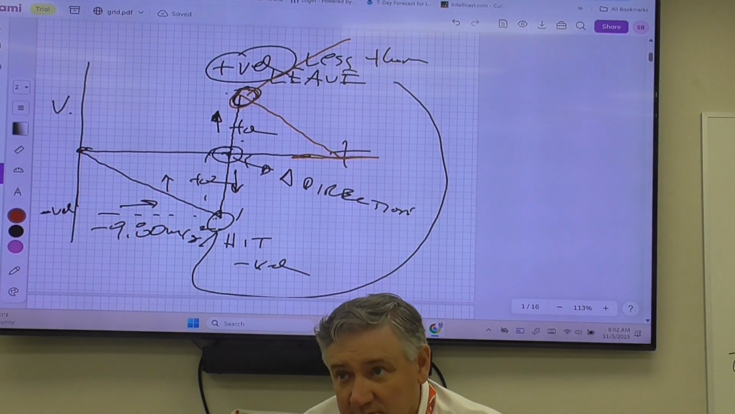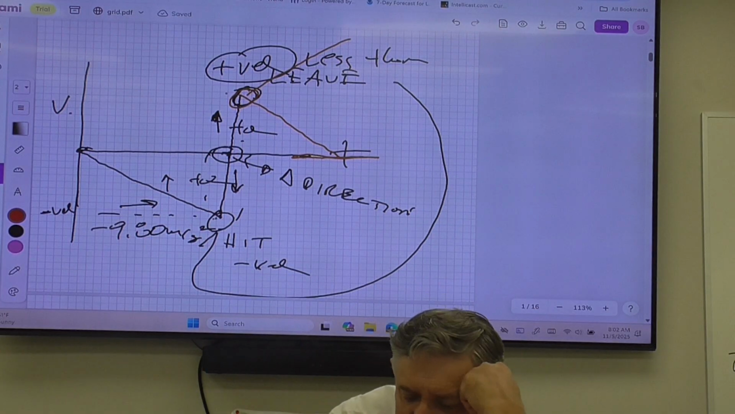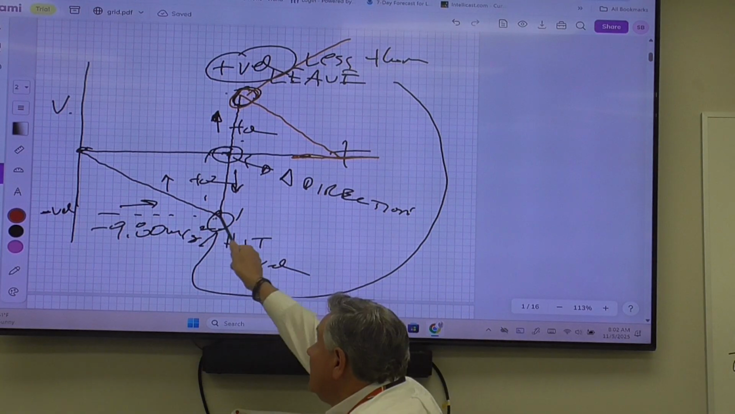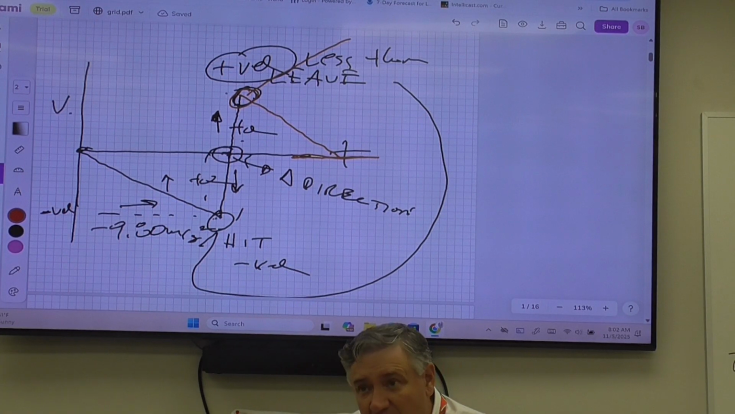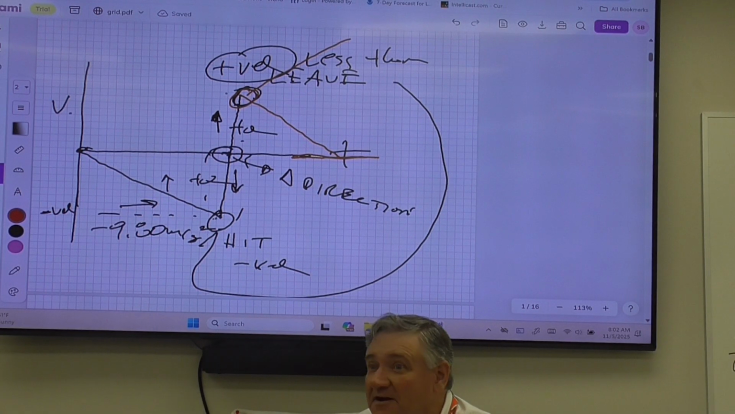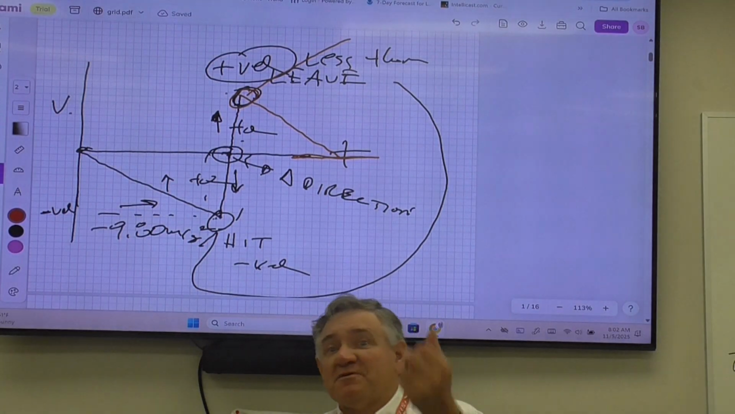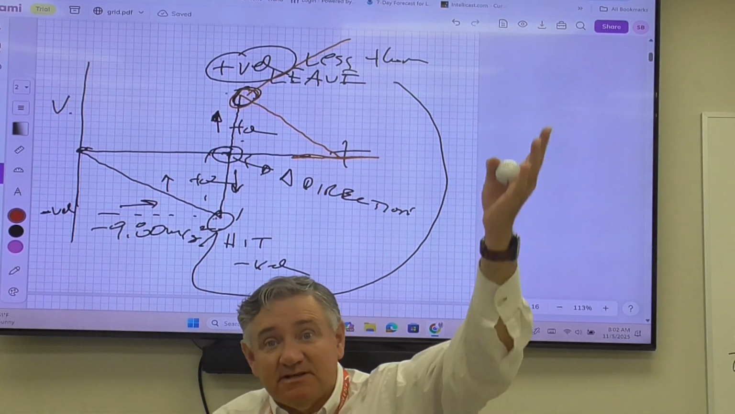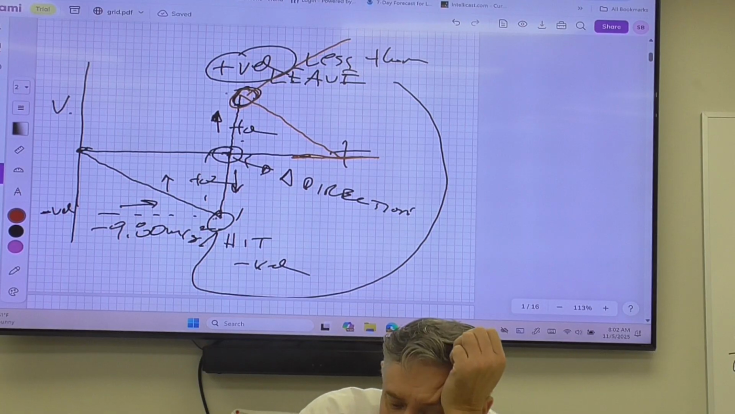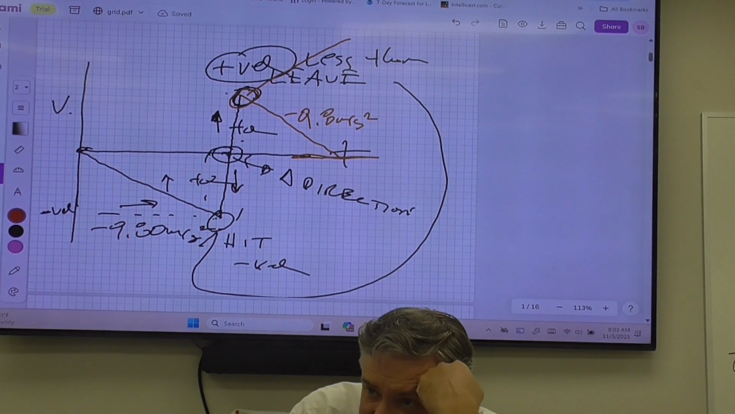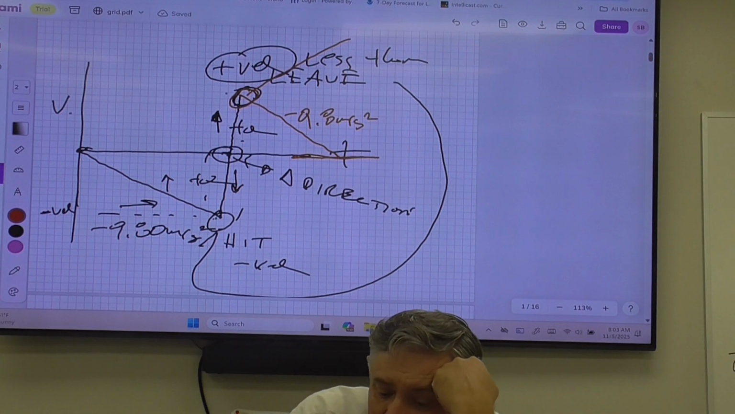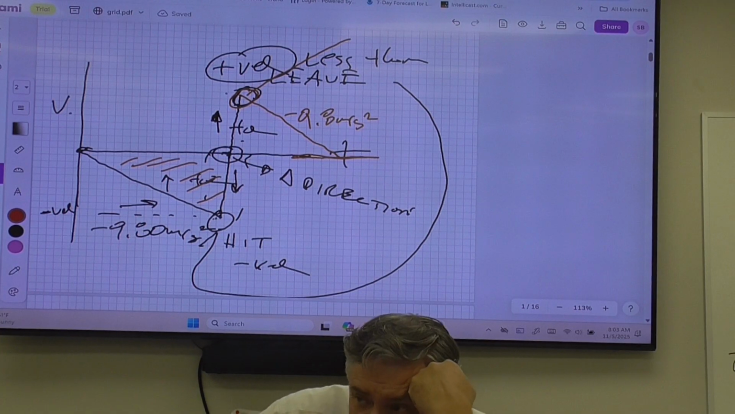Slow down. So, are these two lines, here and here, parallel to each other? Yes. Why? Because they have the same acceleration, because the only force acting on it is what Dylan said, which is gravity. So this slope is also negative 9.8 meters per second squared. Okay? So if you were to find that area, what would that area equal?